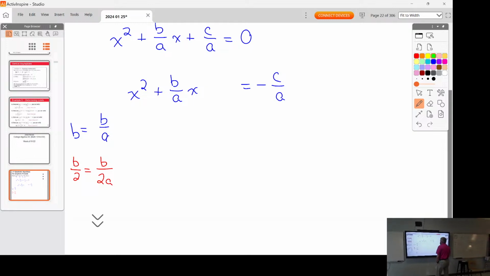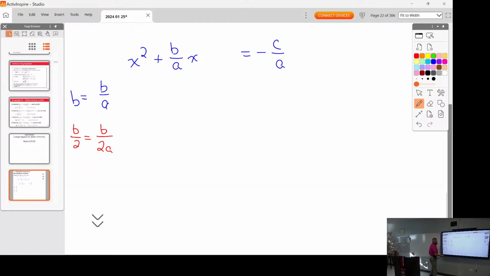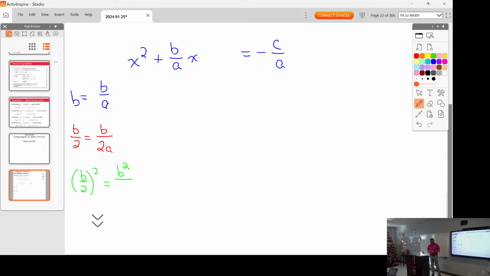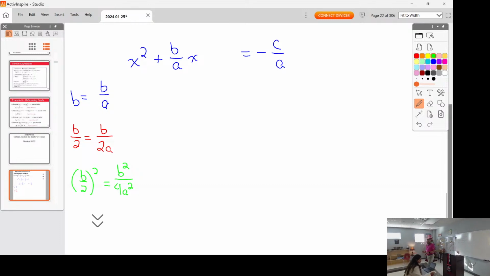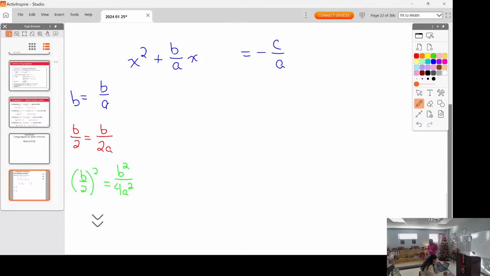Close enough. Okay. Now that I got half of b, what did I do to half of b? Squared it. Okay, so half of b squared. Square the numerator. Square the denominator. 4a squared, yes? Okay. How are we doing, guys? Be honest with me. Barely hanging on? Okay. This is messy. I'm not going to lie.